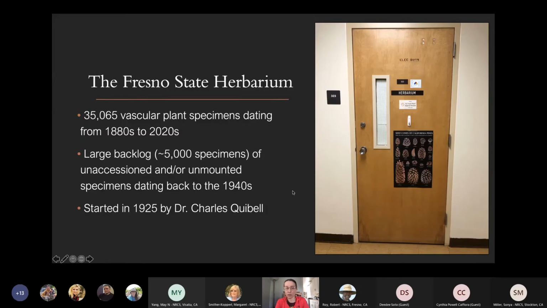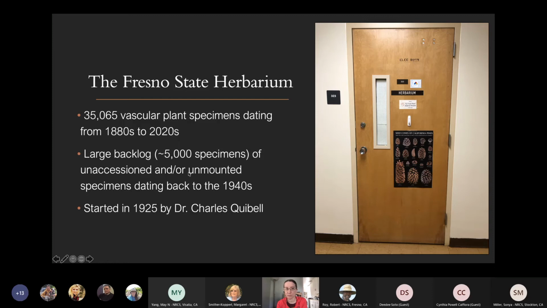So that brings us to our herbarium. At Fresno State, which is CSU Fresno in the Central Valley, we have an herbarium on campus, on the third floor of the science building. It has 35,065 vascular plant specimens. It's probably more than that, but this is what is given a number in our collection. We have some from the 1880s all the way through to this decade, so over 140 years of collections.